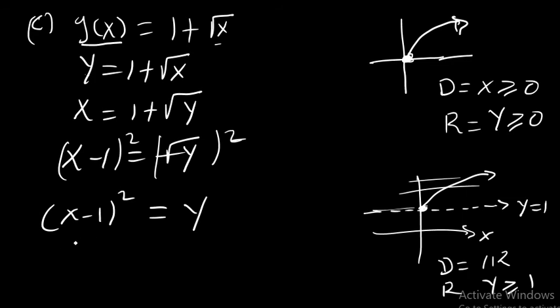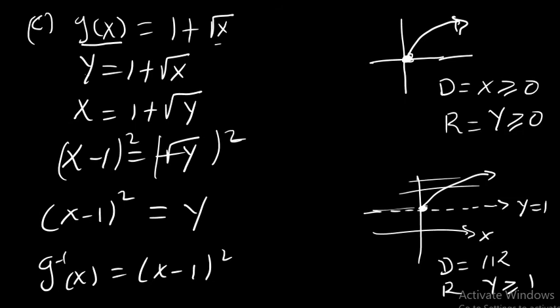So it's a quadratic function, we got it. The inverse itself is not one-to-one, but it is still a function. So this is g inverse. G inverse of x is equal to x minus 1 the whole square. That is the answer for this one.